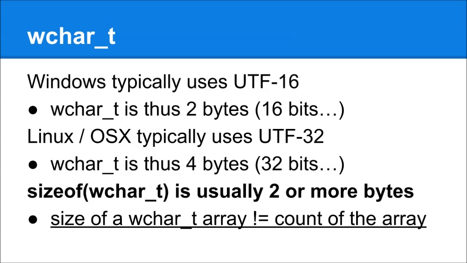And so it is 16 bits long. It's thus 2 bytes. Linux typically uses UTF-32, and so it is 4 bytes long, hence 32 bits. The size of wchar_t is usually at least 2 bytes, just so you know. And so, like I said earlier, the size of the string will not be the same as the length of the string or the number of characters in it.